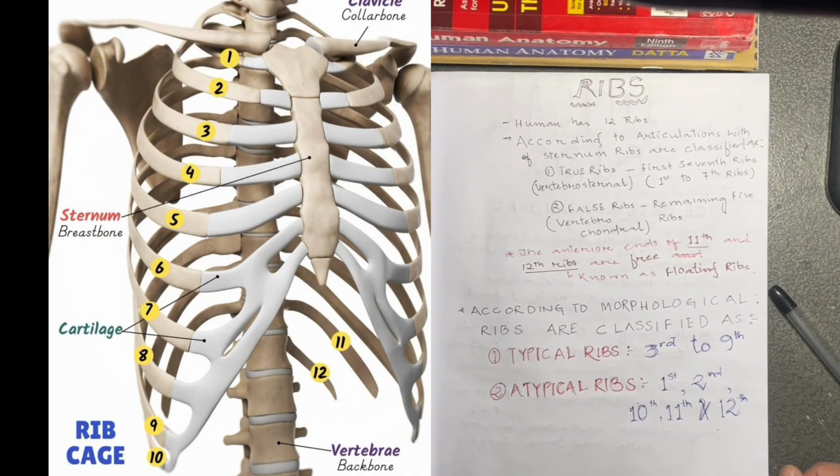But the 11th and 12th ribs are known as floating ribs. Why are they called floating ribs?